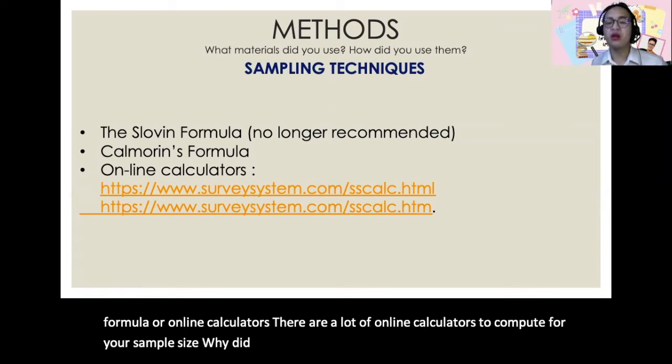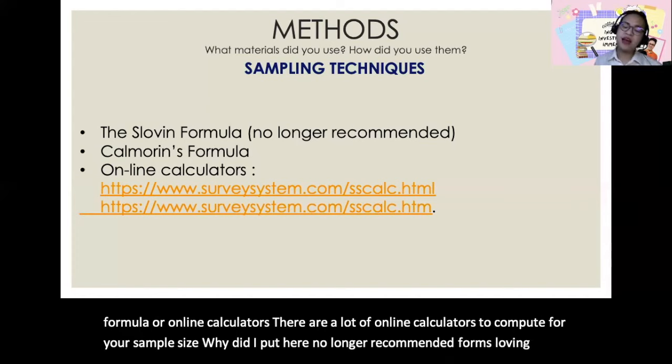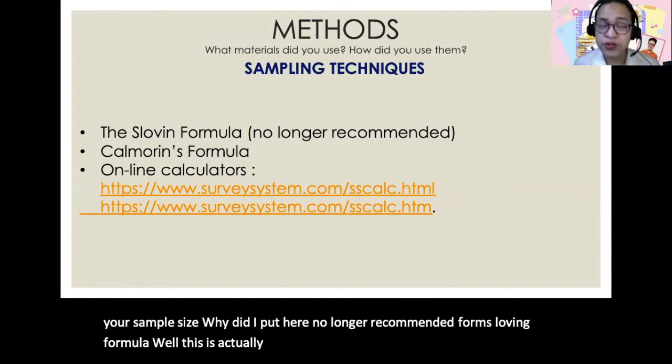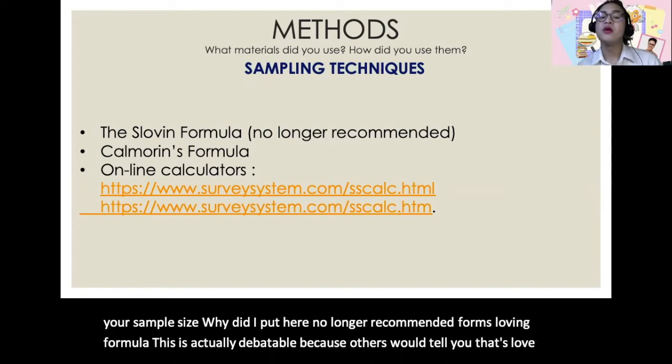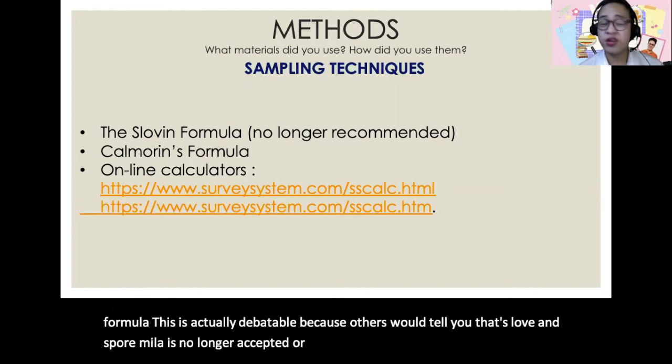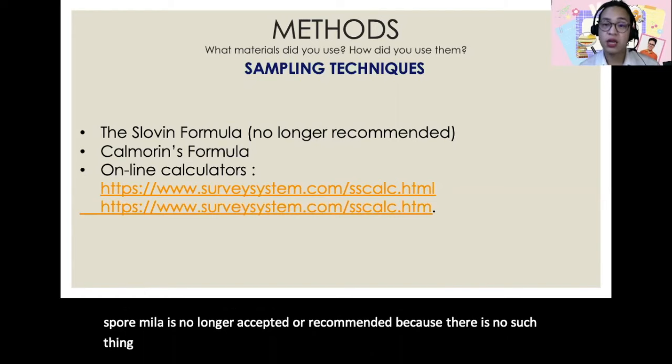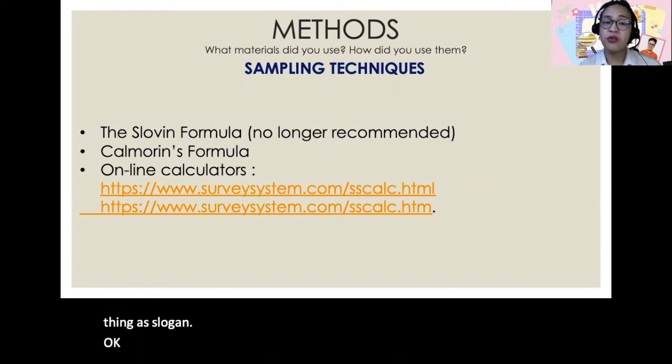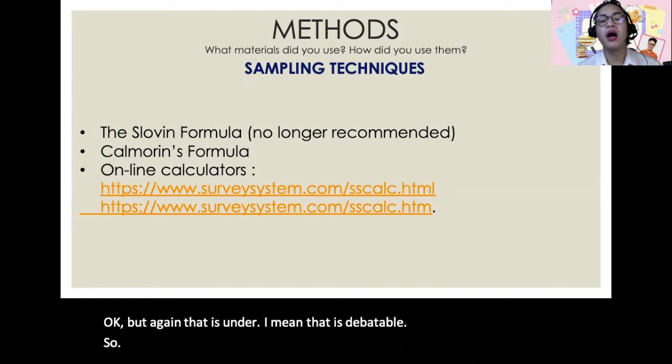Why did I put here no longer recommended for Slovin formula? Well, this is actually debatable because others would tell you that Slovin's formula is no longer accepted or recommended because there is no such thing as Slovin. But again, that is debatable. So a lot of researchers are still using that. Calmarin's formula, yes. And online calculators, if you don't want to stress yourselves, you probably want to go with online calculators. And I do use online calculators too.